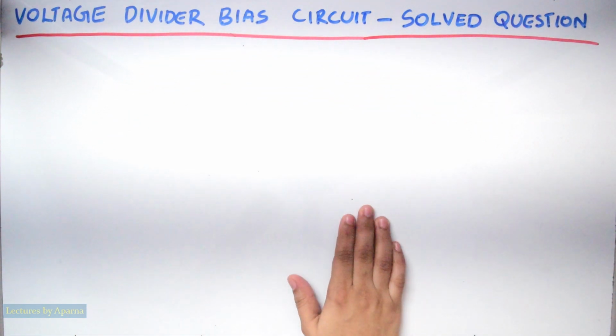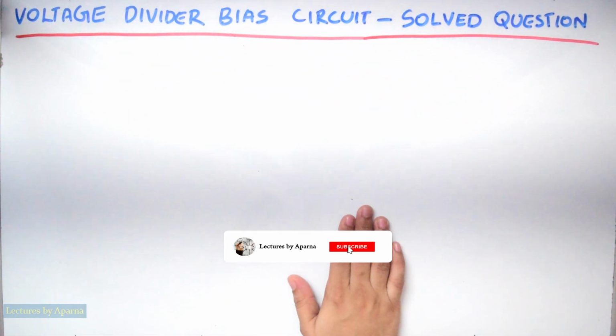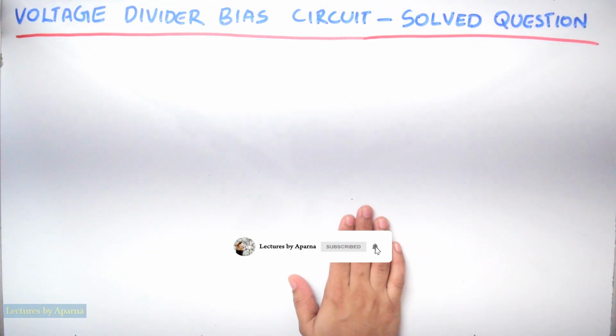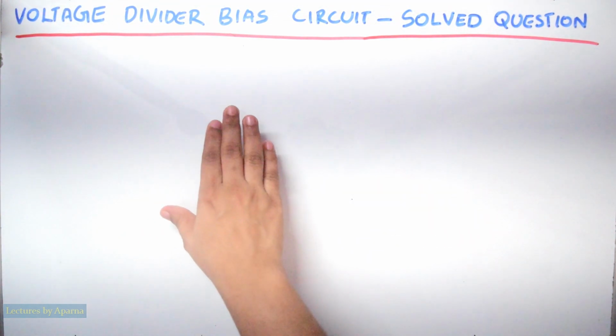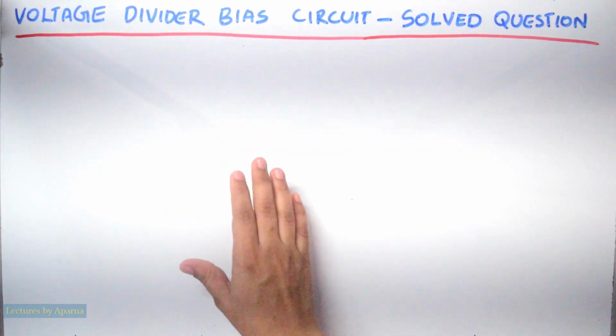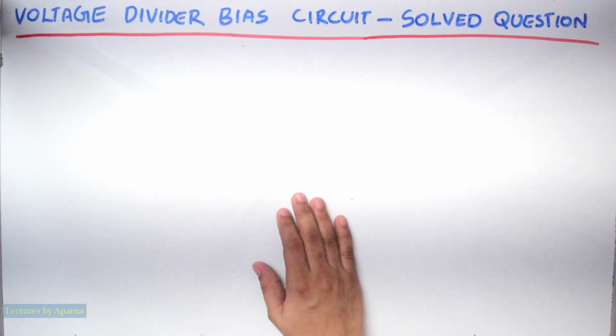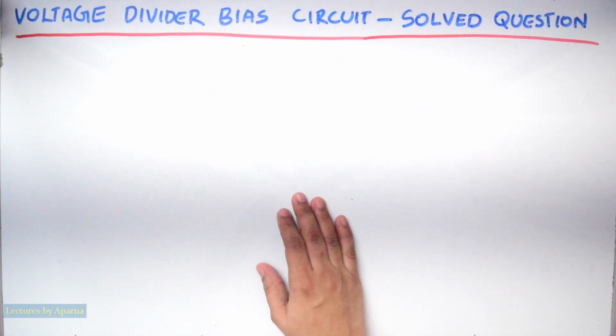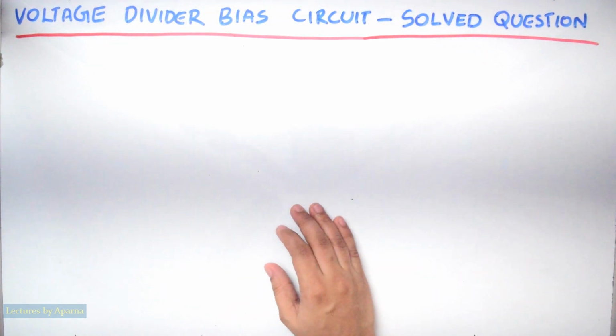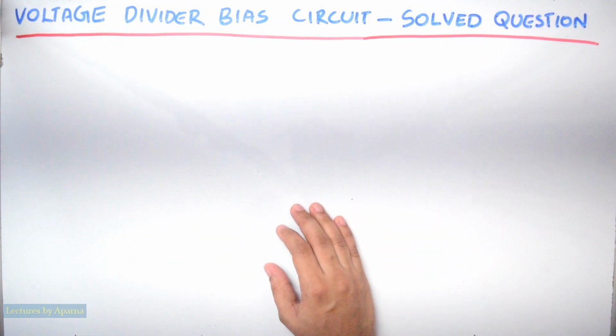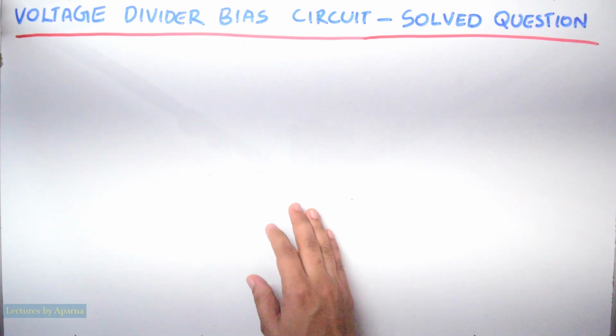In this video, we will discuss how to solve a question from a type of BJT biasing circuit called voltage divider biasing. The video on the theory part of this type of biasing will be available in the description box just below this video. You can check that out if you are interested. Let's move on to today's session.